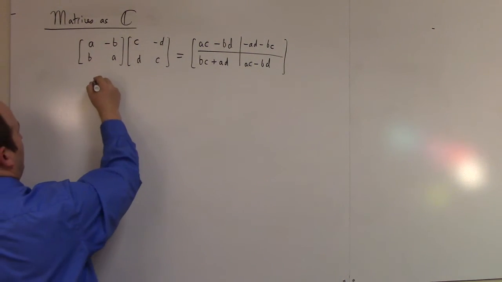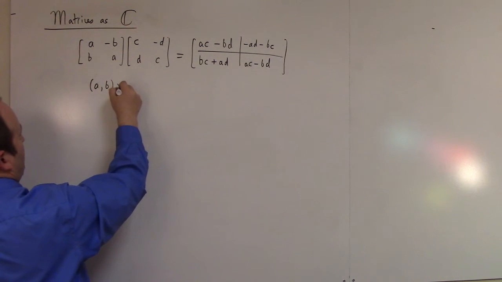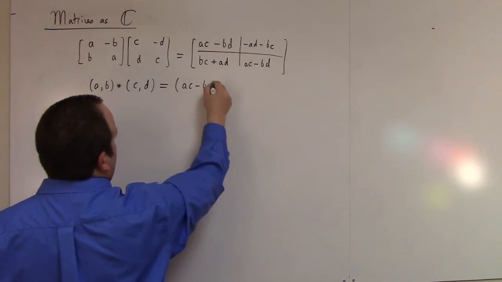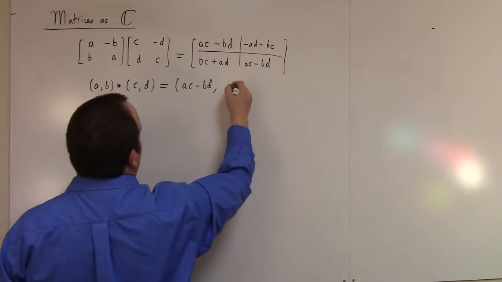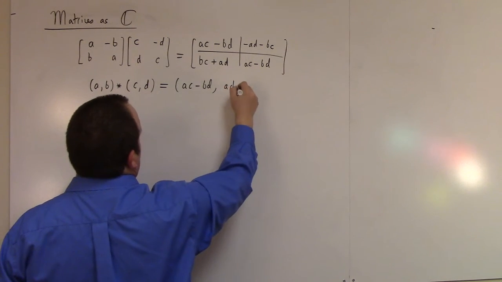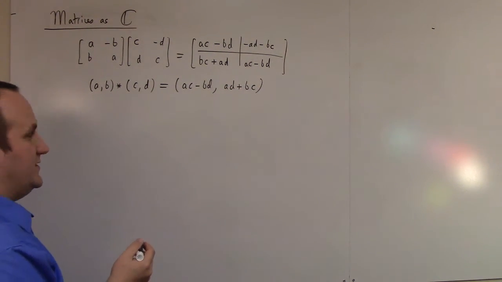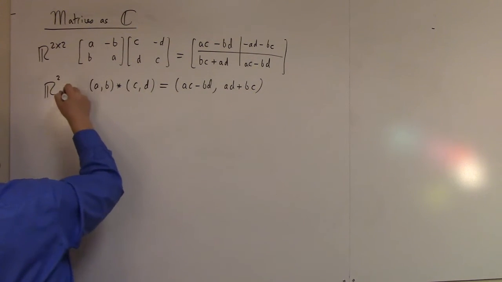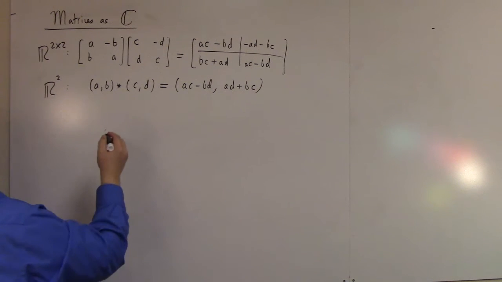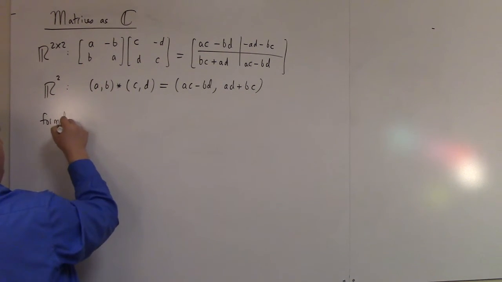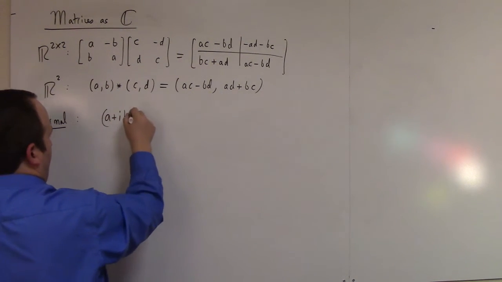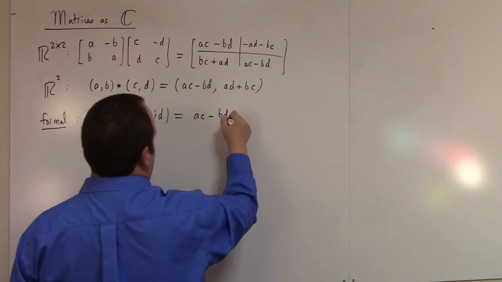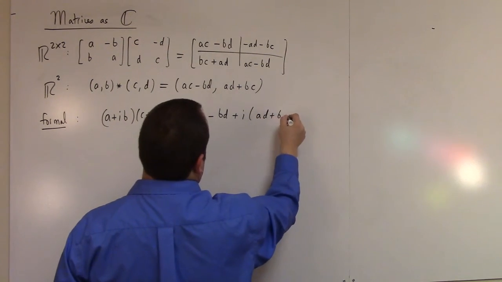Now you can compare that with this formal operation. If I define this operation (A, B) star (C, D) equal to (AC minus BD, AD plus BC), right? I could do that. So here's something in 2x2 matrices, here's something about the plane. And I could just think about the formal viewpoint: A plus iB times C plus iD equals what? Well, AC minus BD plus i times AD plus BC, right?